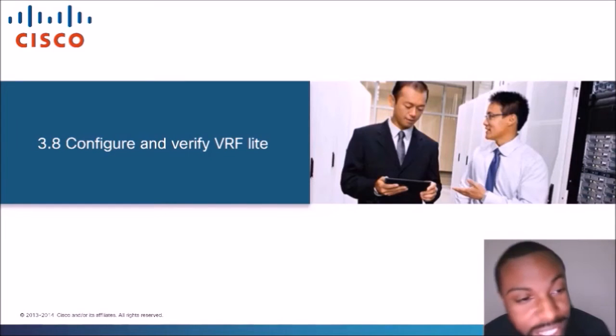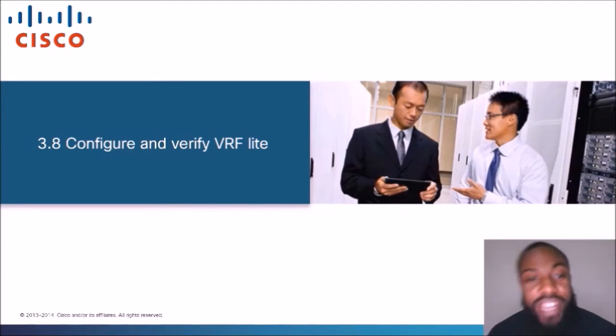And today's topic is Objective 3.8, Configure and Verify VRF Lite. VRF stands for Virtual Routing and Forwarding. Actually, it has many names, but we're going to refer to it as Virtual Routing and Forwarding. This is a topic in the CCNP Route exam, exam code 300-101, version 2.0.